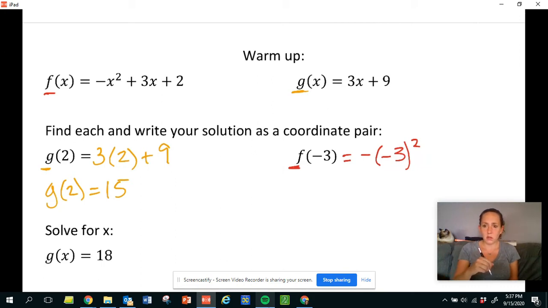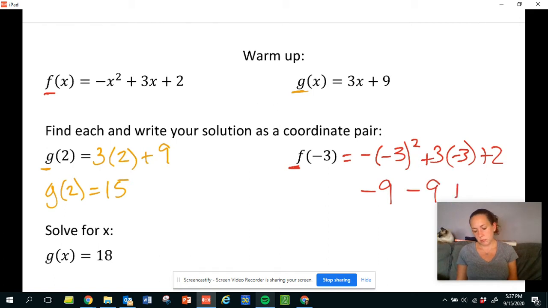And then I would do that. If that confuses you, please use a scientific calculator, or GeoGebra if you don't have one, because they know the order of operations, even if you struggle with it, which happens. Okay, so negative 3 squared is 9, and then I have to make it negative, so I get negative 9, and then 3 times negative 3 is negative 9, plus 2. Add all those together: negative 9 and negative 9 is negative 18, plus 2 is negative 16. f of negative 3 is negative 16.